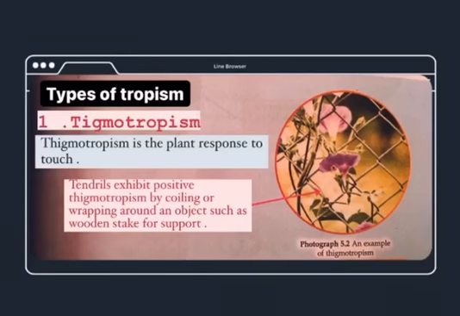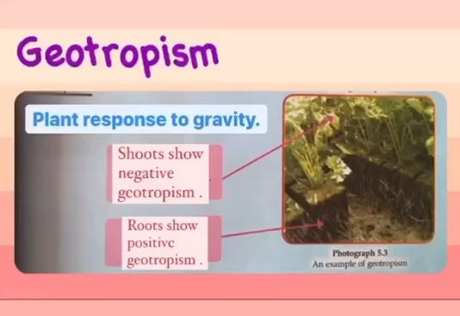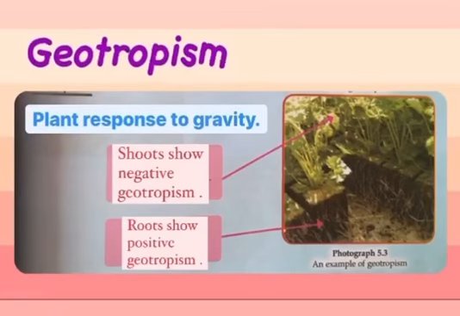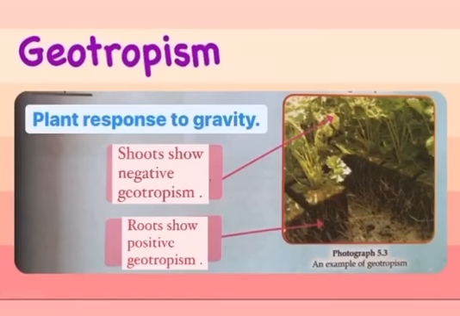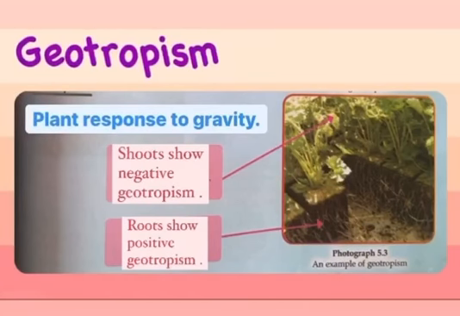Types of tropism. Number 1, thigmotropism. Thigmotropism is the plant response to touch. Tendrils exhibit positive thigmotropism by coiling or wrapping around an object such as a wooden stick for support. Number 2, geotropism is the plant response to gravity. Shoots show negative geotropism, roots show positive geotropism.